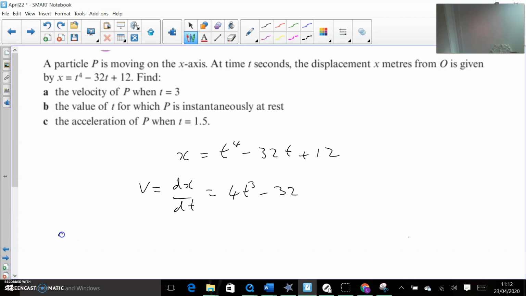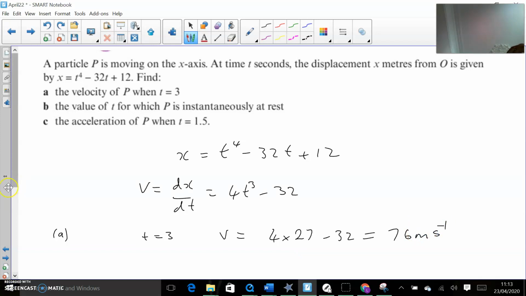So the velocity when t equals 3 gives v equals 4 times 3 cubed minus 32. 3 cubed is 27, so that is 108 minus 32, or 76 meters per second.